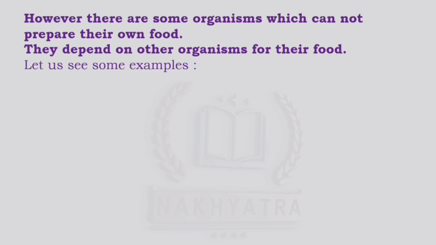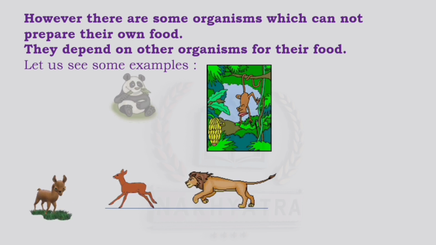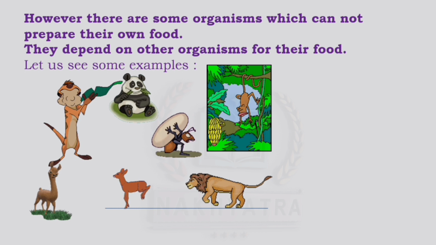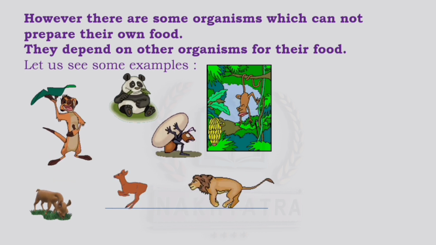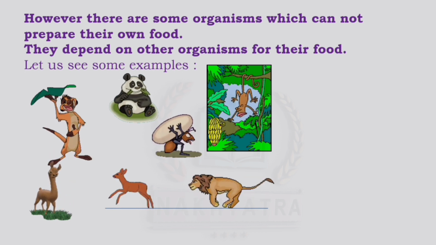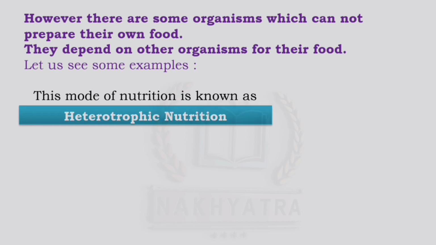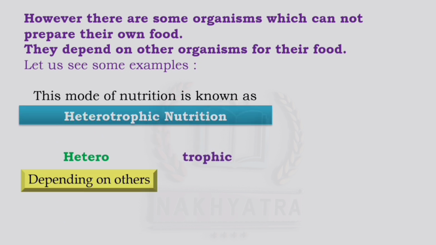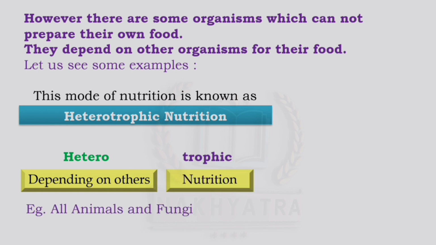So they depend on other organisms for their food. Now let us see some examples. Here some examples are given like lion, tiger, deer, panda, etc. They all depend on other organisms for their food. So this mode of nutrition is known as heterotrophic nutrition. Here hetero means depending on others and trophic means nutrition. Examples: all animals and fungi.